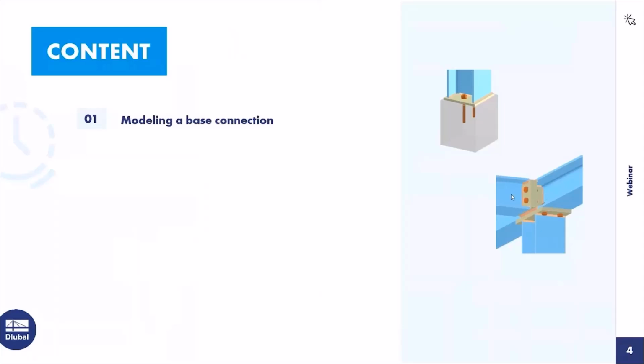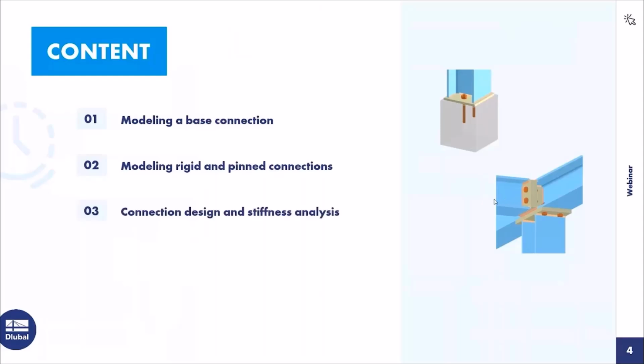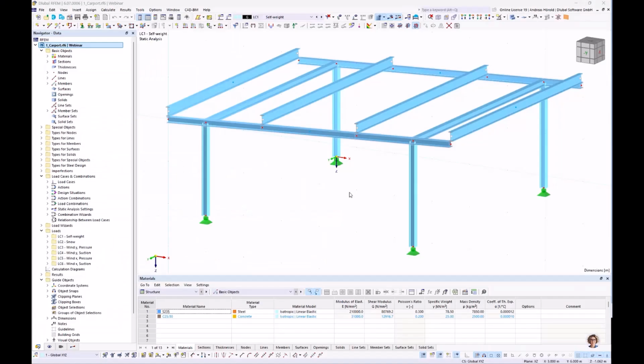To the agenda today, I will model different connections. I start with a base connection, then rigid and pinned connections. Then follows the connection design, and we do a stiffness analysis. The third or fourth point is result evaluation and documentation. And the fifth point is prospect.